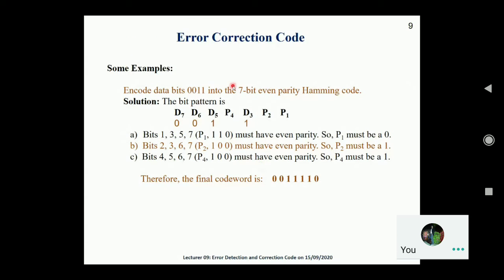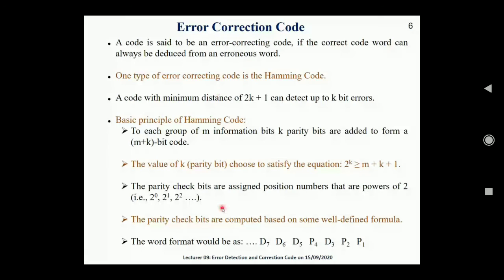Now see some particular example, encode the data bits. I already said that you see here the word format would be D7, D6, D5, P4, D3, P2, P1. If you are considering from LSB to MSB, because this one has the least weight, 2 to the power 0, 2 to the power 1, 2 to the power 2, 2 to the power 3, 2 to the power 4, 2 to the power 5, 2 to the power 6, something like that. Okay.